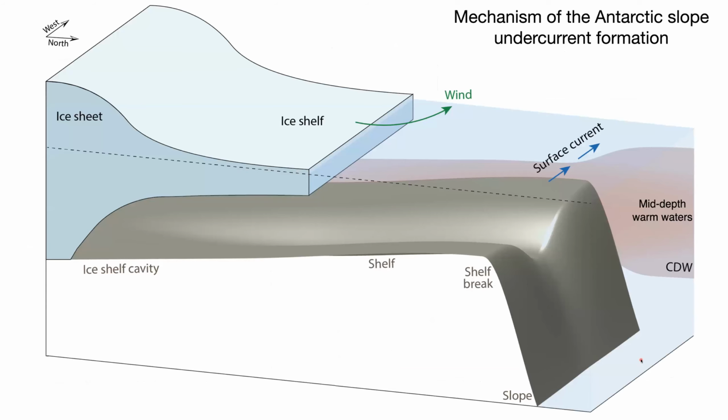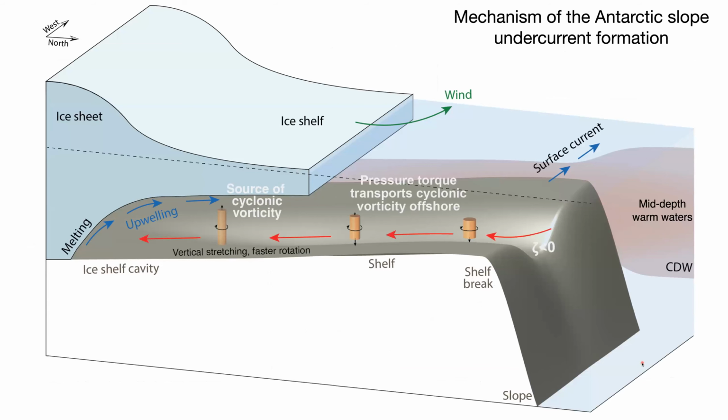The simplified explanation is that as the warm mid-depth waters melt the ice shelf, the upwelling of the meltwater induces clockwise rotation of the fluid via Earth's Coriolis force, and thus steers warm water clockwise into the trough at the shelf break, driving an eastward undercurrent.